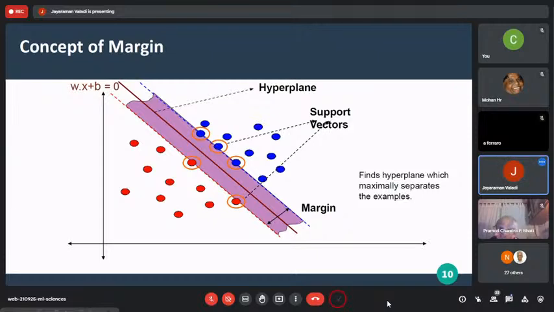So it uses a hyperplane which is maximum margin, meaning it tries to produce a hyperplane which maximally separates the closest examples belonging to two different classes. This margin it tries to maximize. Once this is done, new examples can be predicted with a certain amount of confidence because it gives some allowance for mistakes.